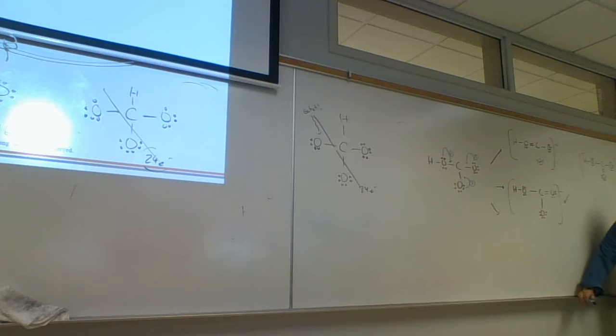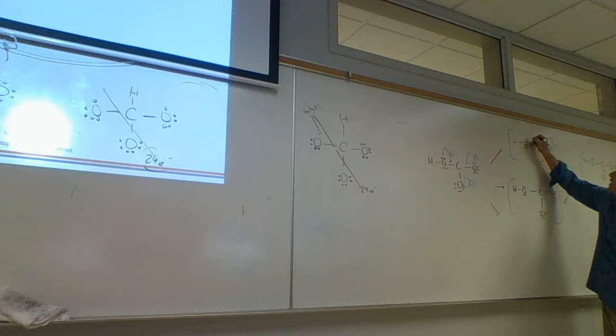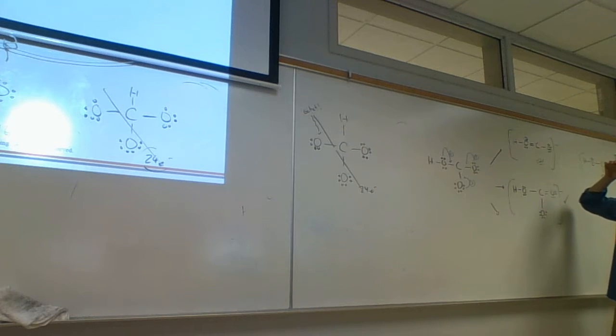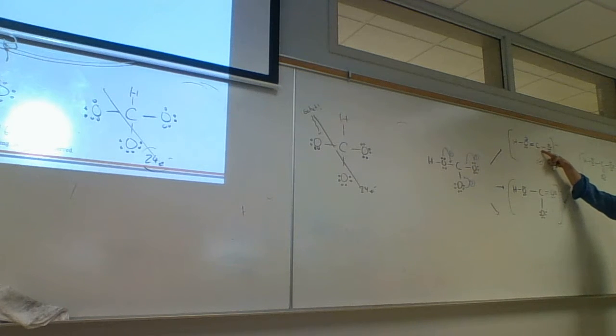How many did the oxygen contribute? 6. So it ended up with 5 electrons in the structure, but it contributed 6, which means it will be positive. Okay, so that's positive. How about this carbon? No, the carbon is 0.